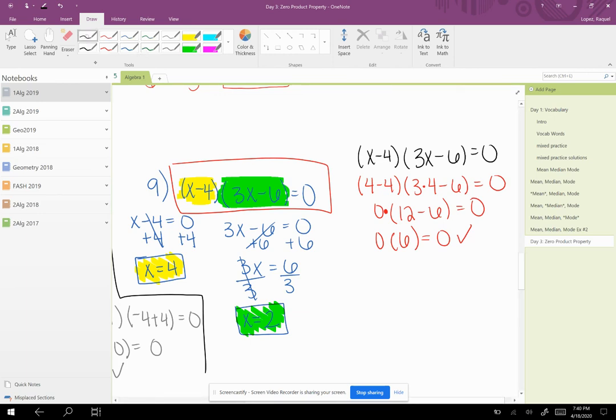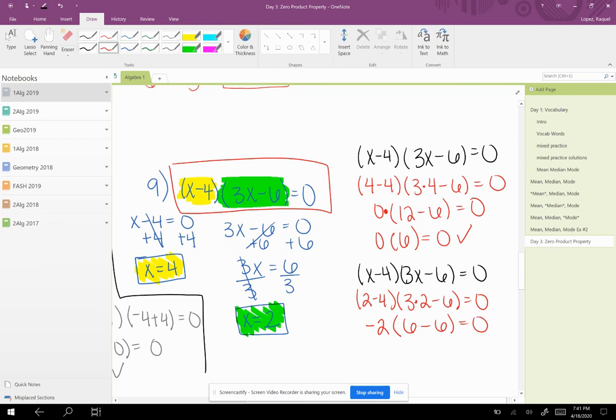Let's check the next one. Again, my original equation is x minus 4 times 3x minus 6 equals 0. So now I'm going to plug in a 2 wherever I see an x. So I see 2 minus 4 times 3 times 2 minus 6 equals 0. All right. 2 minus 4 gets us -2. 3 times 2, that's 6, and then minus 6 equals 0. All right, let's simplify the stuff inside parentheses. So I have negative 2 times 0. And again, that gives us a true statement. So both of these answers here are solutions to your equation.